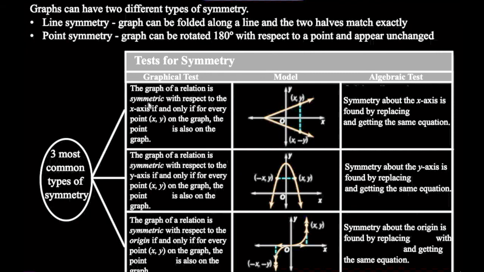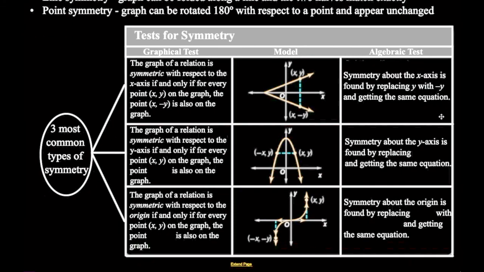So we have symmetry with respect to the x-axis only if the point x, y results in the point x, negative y for every single point on the graph. Then that gives us symmetry about the x-axis. So you can see if you have a point here, it's reflected about that x-axis and we get x, negative y. To find it algebraically, we replace y with negative y.